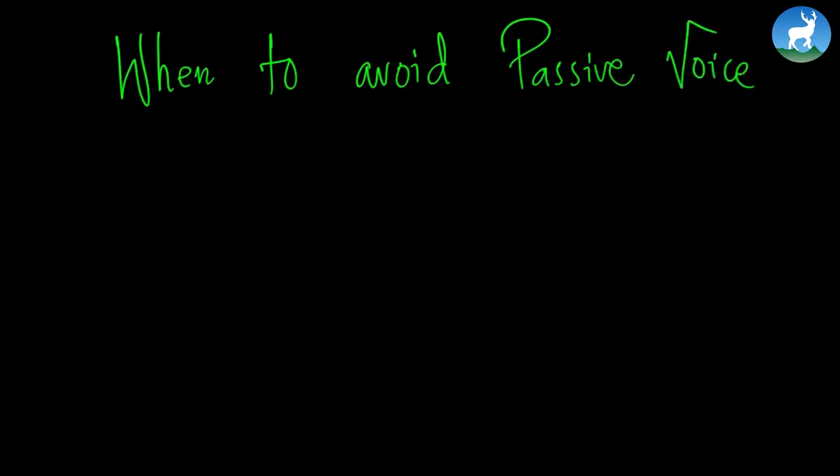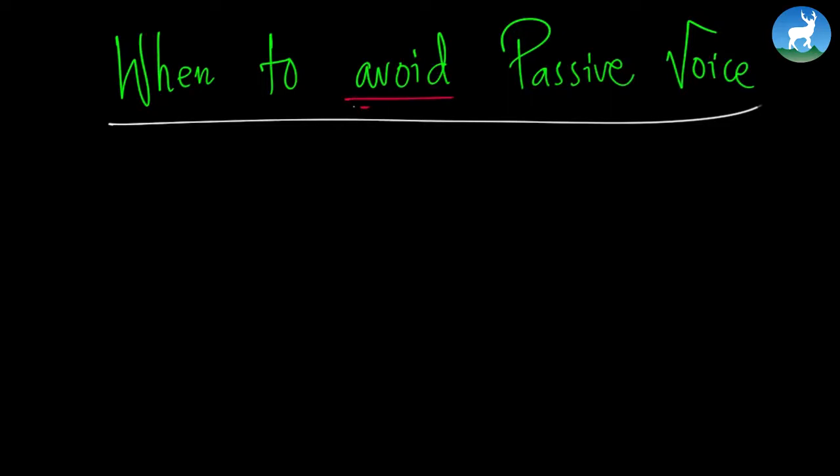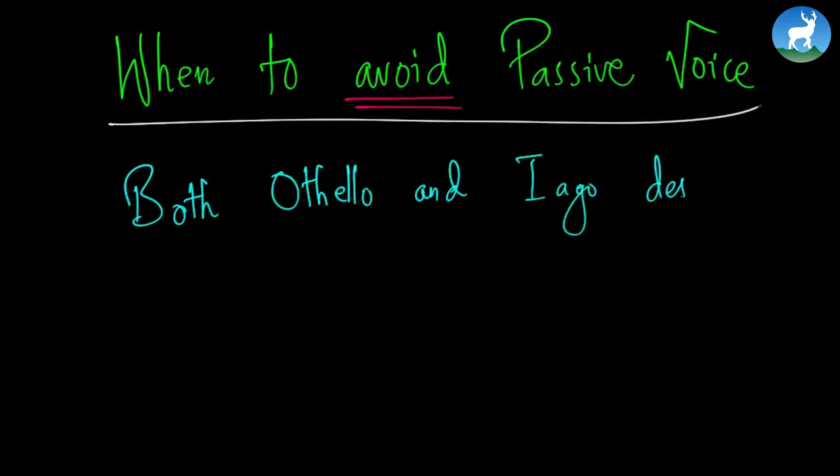Now comes the big question: when to avoid passive voice? A lot of writers don't really like writing in passive voice, they try to avoid passive voice. Now I'm going to teach you when to do that. Passive sentences can get you in trouble in academic writing because they can be vague about who is responsible for the action. For example, if you write something like this, both Othello and Iago desire Desdemona. She is courted.